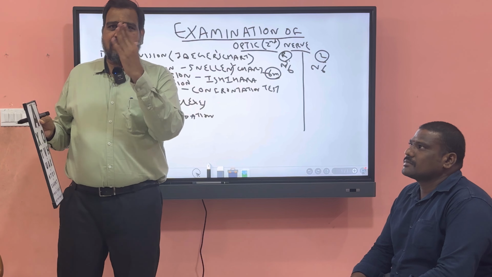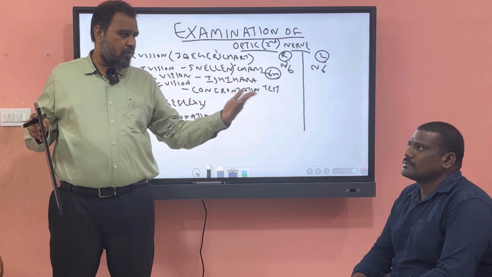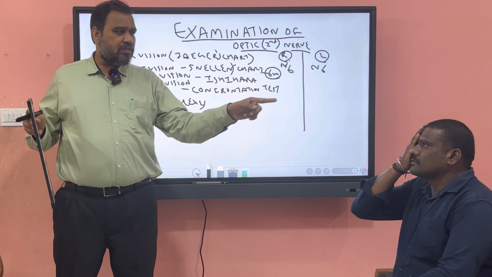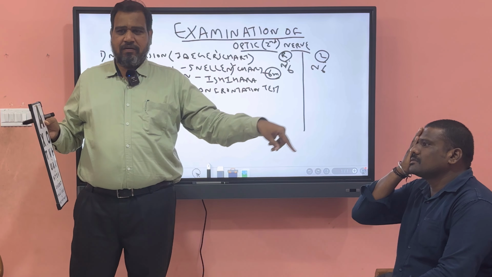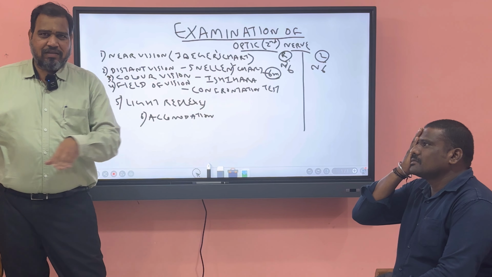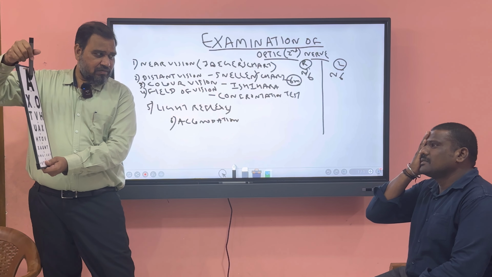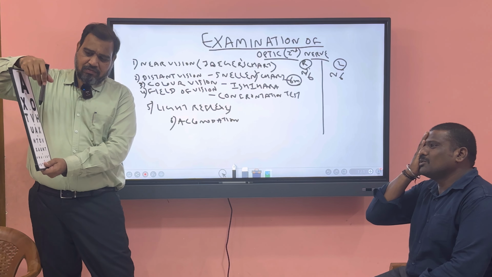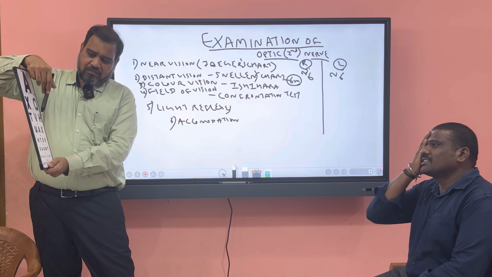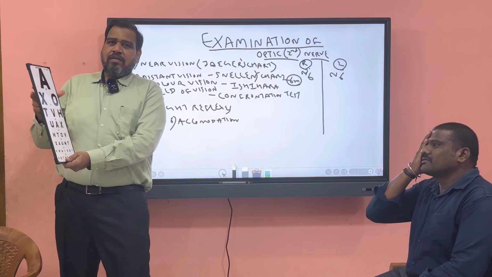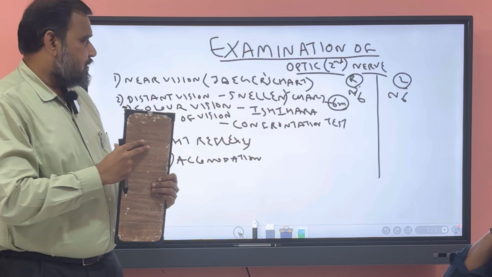As usual, the rule is each eye should be tested separately. So now I am testing the distant vision of the left eye. Imagine the distance is 6 meters. A, X, O, T, V, H. So like that you should be testing, and please note it down.